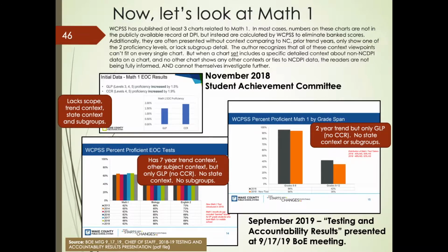I think that in each of these three cases, these charts, or at least the sets of charts in which they were contained, could have contained more context or more information that gave a more full picture of what is actually going on. So for example, this first chart here came out in November of 2018. This chart does not tell the scope of what this data is for. It doesn't tell you which students are represented in this data. It turns out that's very important, as we will see later.